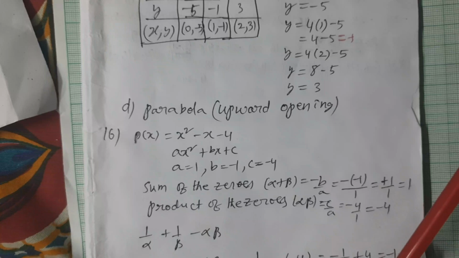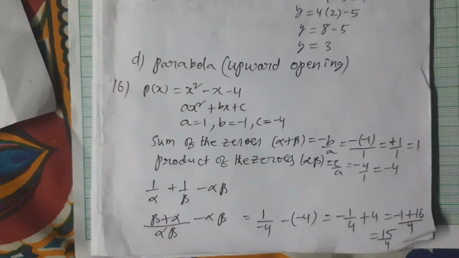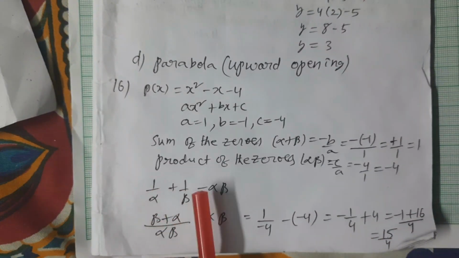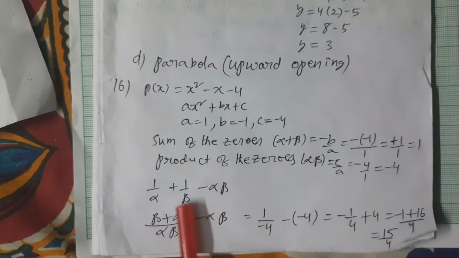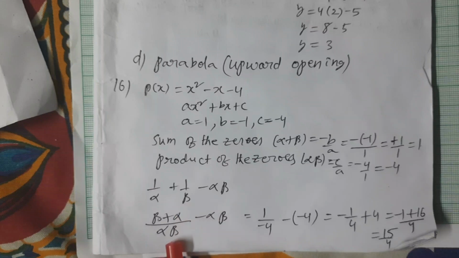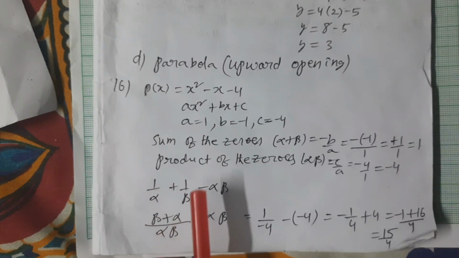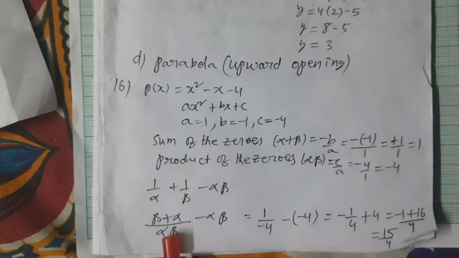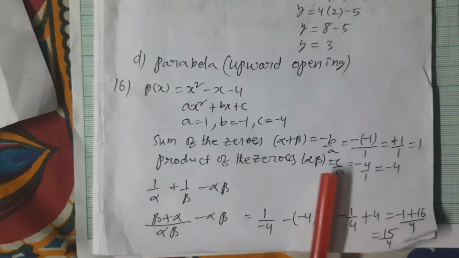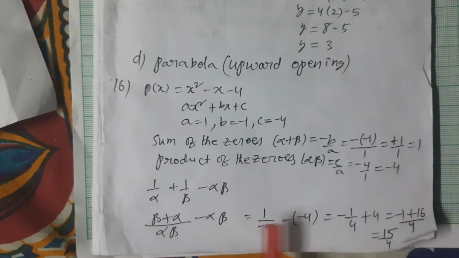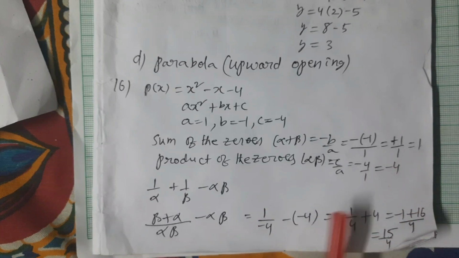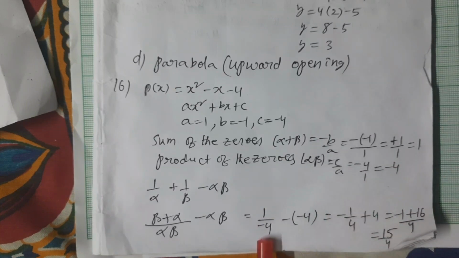But they are asking, in the given sum, 1 by alpha plus 1 by beta minus alpha beta. Take the LCM. Alpha and beta are different numbers, so alpha beta is the LCM for this. Beta plus alpha, because of the reverse LCM, beta plus alpha minus alpha beta. But this is beta plus alpha or alpha plus beta, you can write. Alpha plus beta value, how much did we get? That is 1. Alpha plus beta is 1. Denominator alpha beta value, that is the product, minus 4 you got.